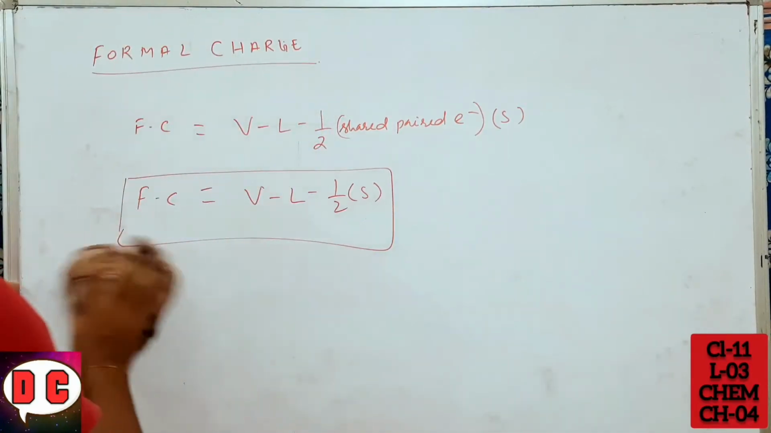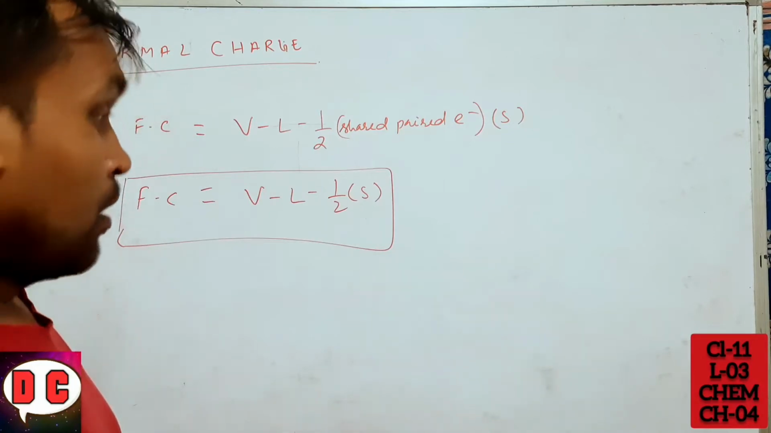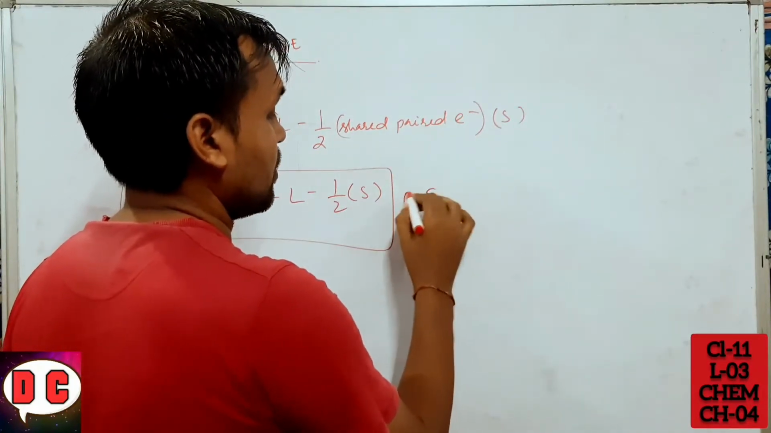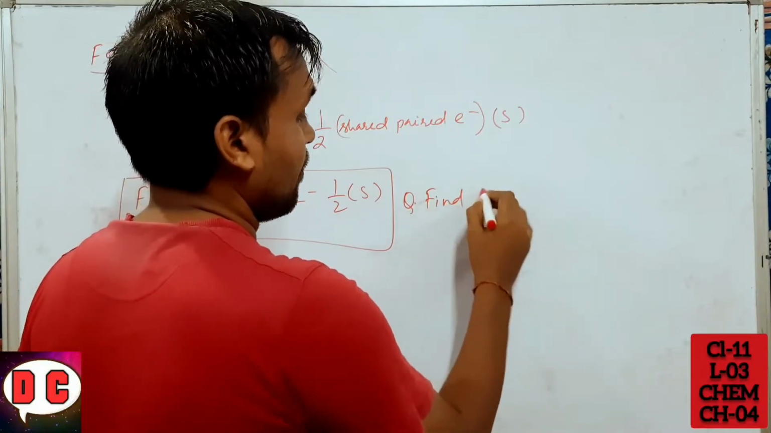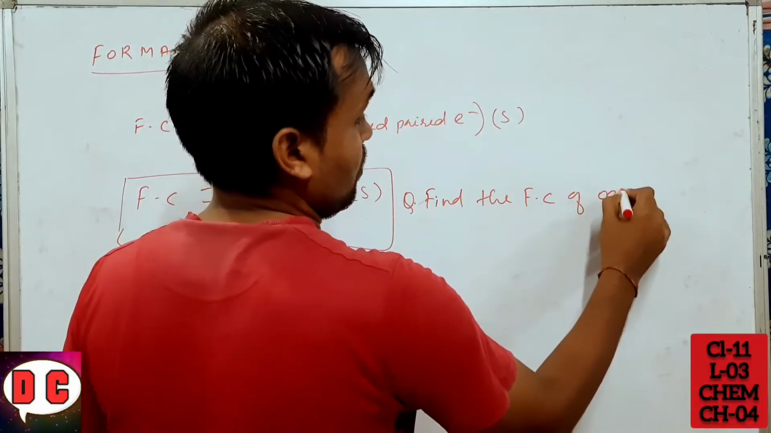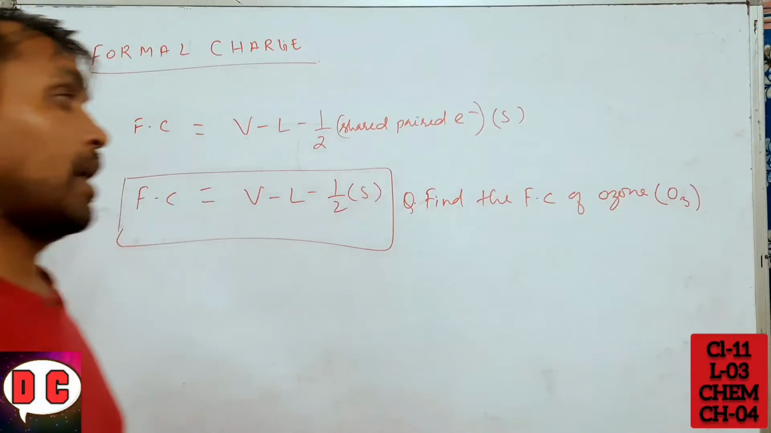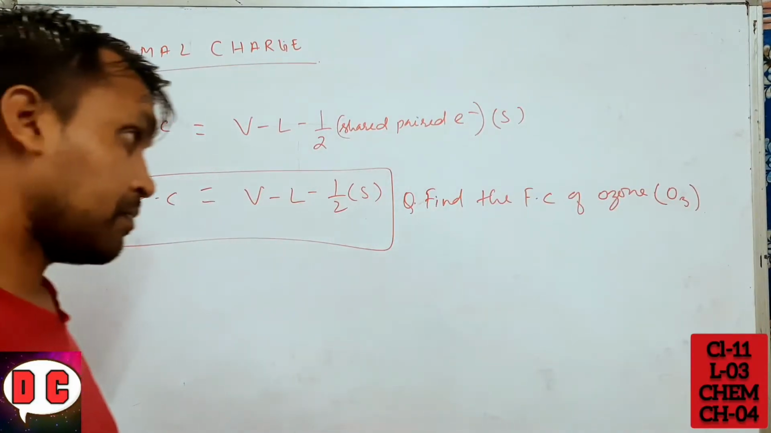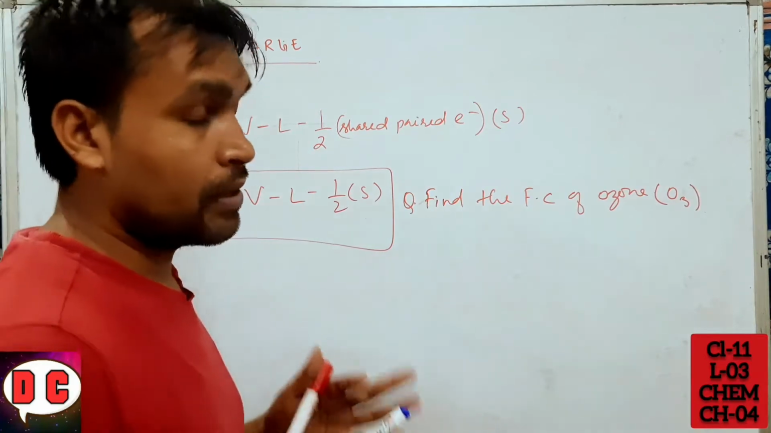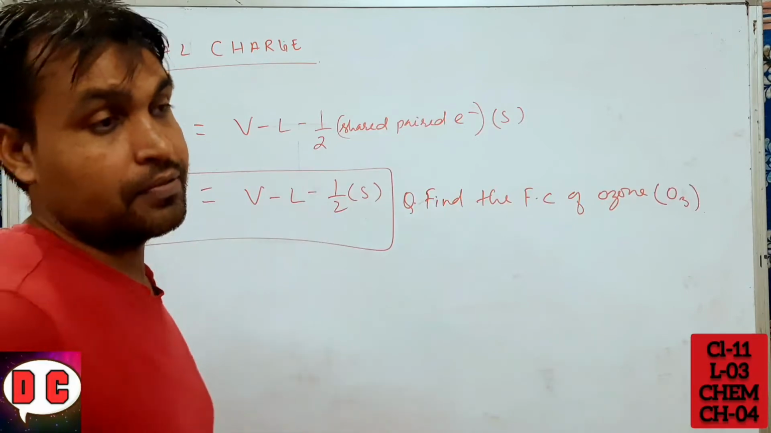Now we are going to find out the formal charge. Suppose we are asked to find the formal charge on O3, ozone. Before going for formal charge, I'm telling you the steps, so try to learn them properly. This topic is very important.